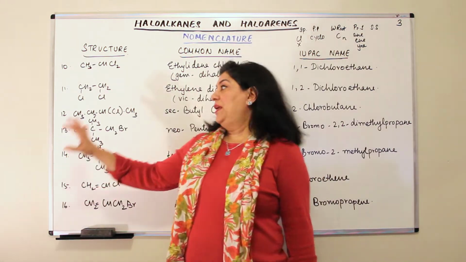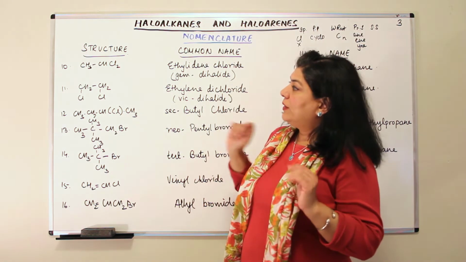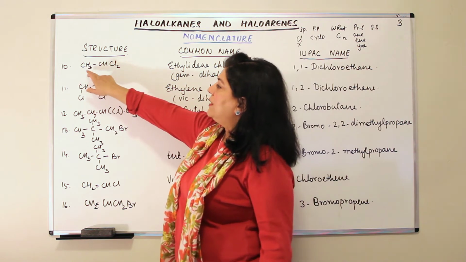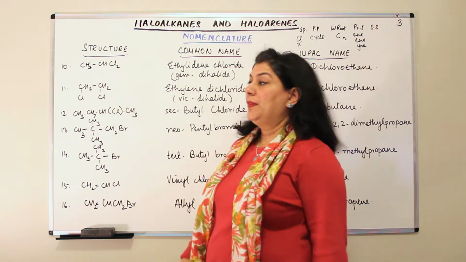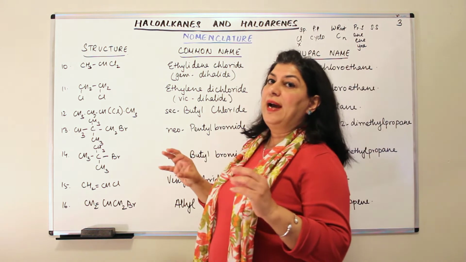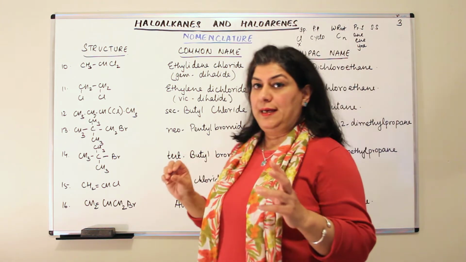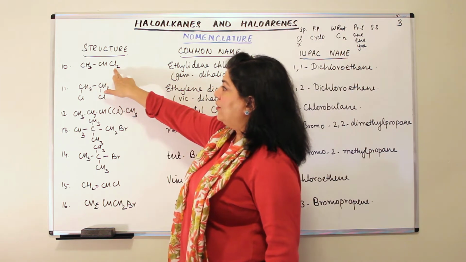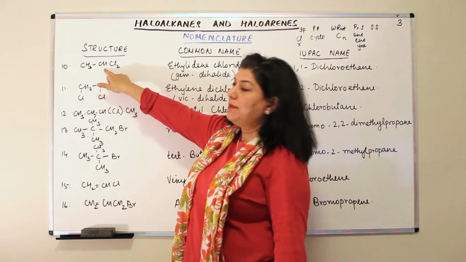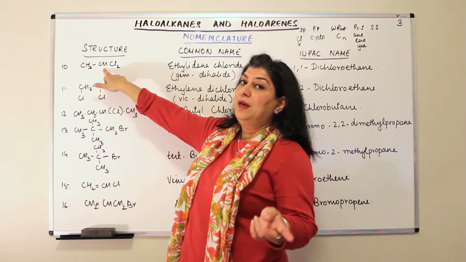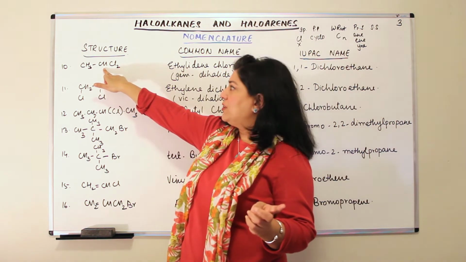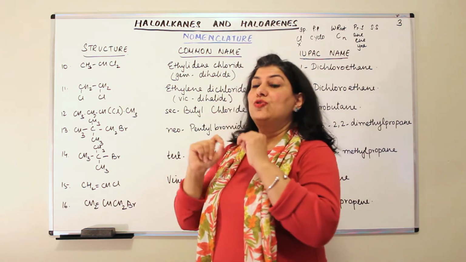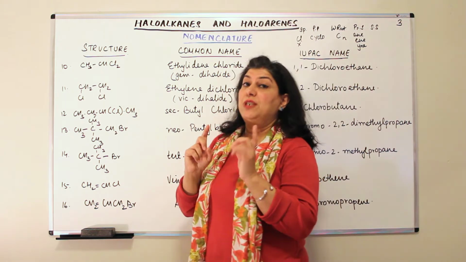Alright, let us now name a few more compounds. Look at this first example, example number 10. The compound is CH3CHCl2. Now, whenever you have dihalides for open chain compounds, this has 2 halogen atoms, that is 2 chlorines attached to the same carbon atom. I told you in the previous video that when you have halogen atoms attached to the same carbon atom, they are called gem dihalides.